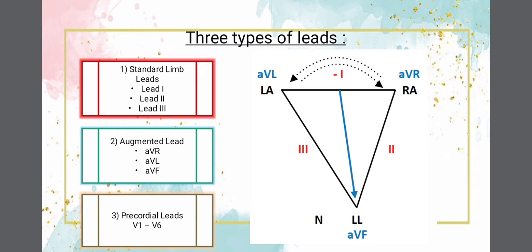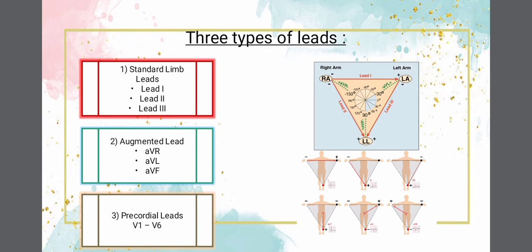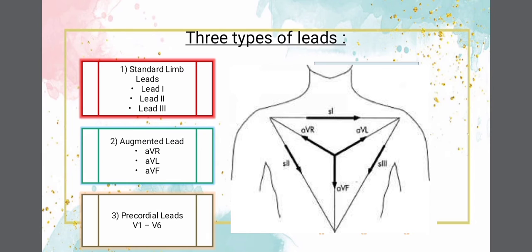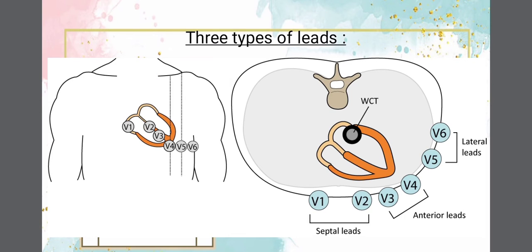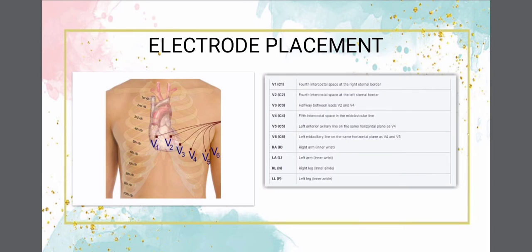Standard leads consist of lead 1, lead 2, and lead 3. Augmented leads consist of augmented vector right (AVR), augmented vector left (AVL), and augmented vector foot (AVF). Meanwhile, the precordial leads consist of V1 to V6. Now, we move to the electrode placement.